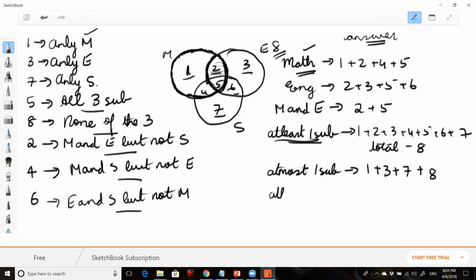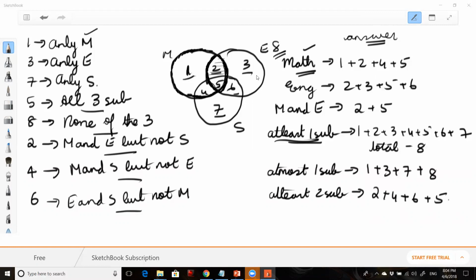What about this? People have passed at least 2 subjects. What about people who have passed at least 2 subjects? Understand the meaning, guys, right? Let me understand the meaning. What is the meaning of at least 2? People who have passed 2 or more, right? So people who have passed 2 subjects is 2 plus 4 plus 6, but I also need to include 5, right? Because it's 2 or more, right?